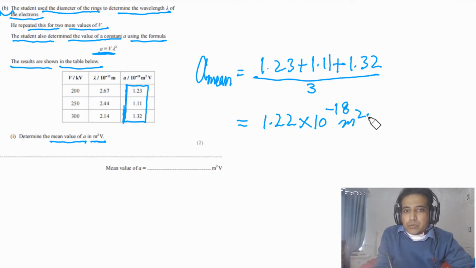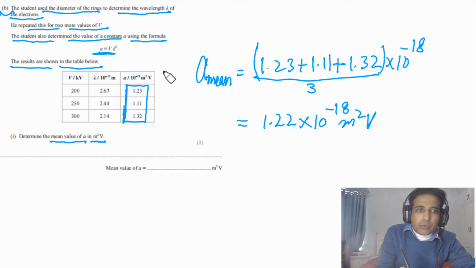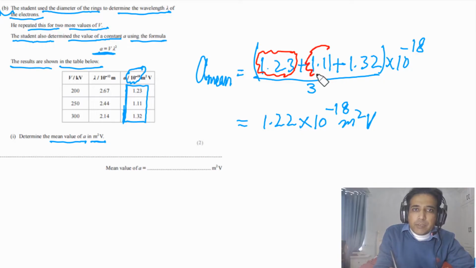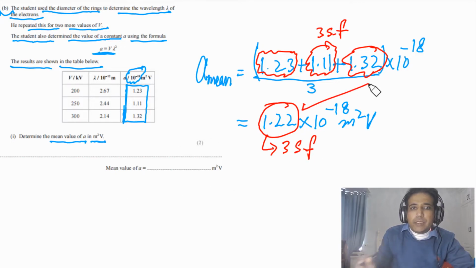So this is meter square volts, because this is multiplied by 10 to minus 18. So this factor is here. So very important, this factor is given here. And also one thing more, you have to be careful, as these values, these measurements, they have 3 SF. So your final answer also should have 3 SF. So this is our final answer.